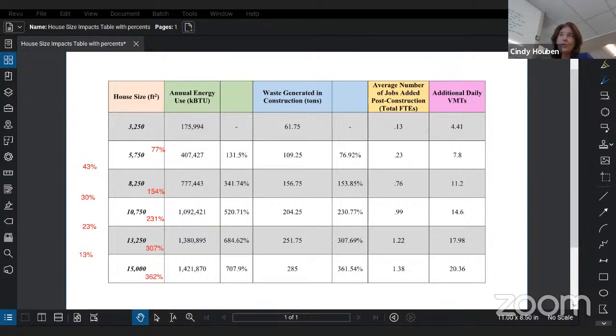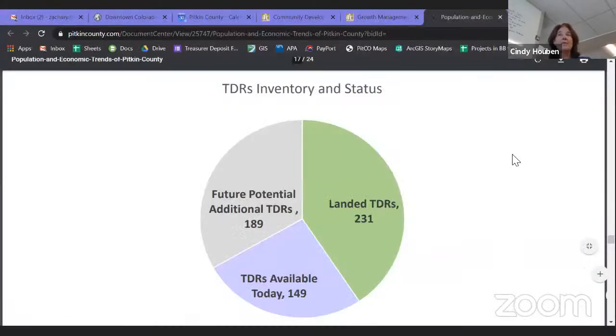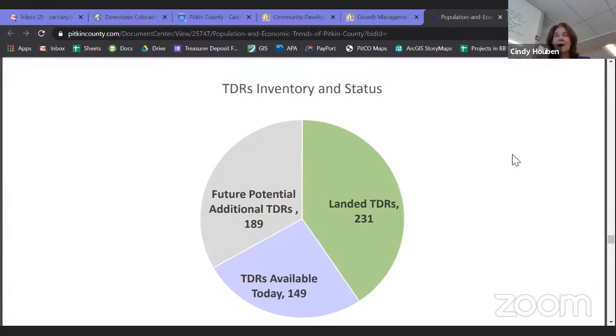I think there's about 135 that have been severed from the land, but have not been purchased yet or landed in on a certain piece of property. So the Board of County Commissioners is gonna have to look at that program and the equity involved in that program. And we're also gonna have to look at the goals achieved or not achieved in that program to date.